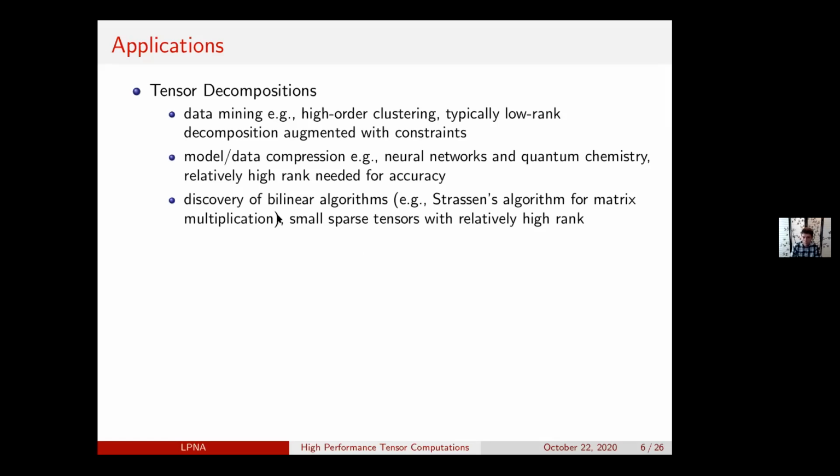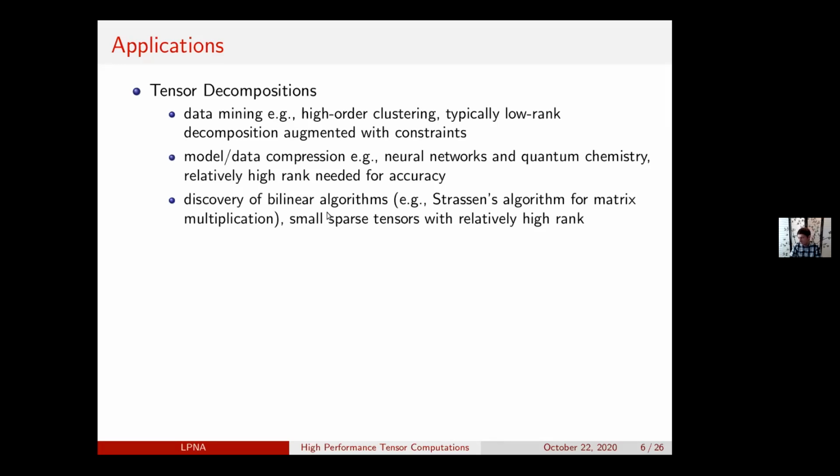And a very peculiar application that I really like is the fact that you can actually use CP decomposition to discover new algorithms. So bilinear problems, so things like matrix multiplication and convolution, can be described by an order 3 tensor, and algorithms correspond to exact CP decompositions of that tensor. So for example, the well-known Strassen's algorithm for matrix multiplication, which is subcubic in cost, can be thought of as a CP decomposition of a 4 by 4 by 4 tensor of rank 7.